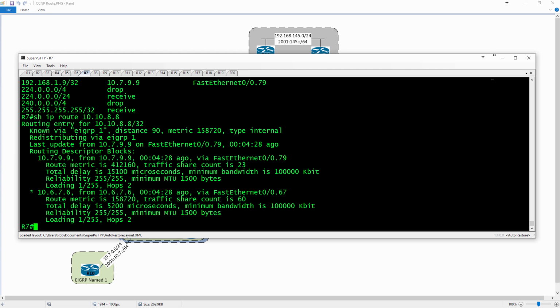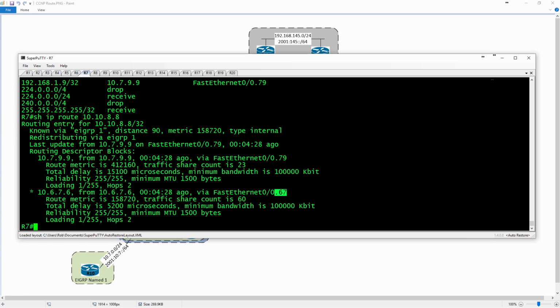In this case, the first answer to the first question is yes. If we didn't, the traffic would simply get dropped. The second question is, what interface did you learn that route in on? We learned it on two routes, FastEthernet 0/0.79 and .67.